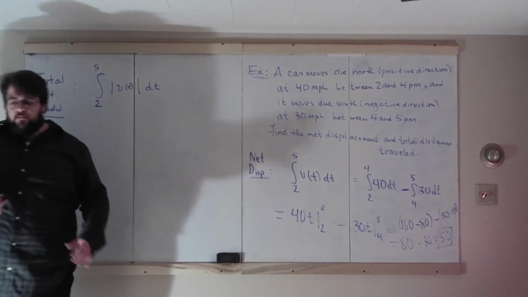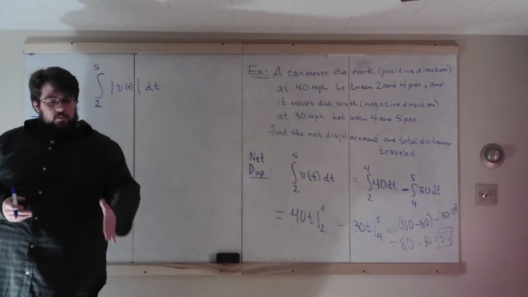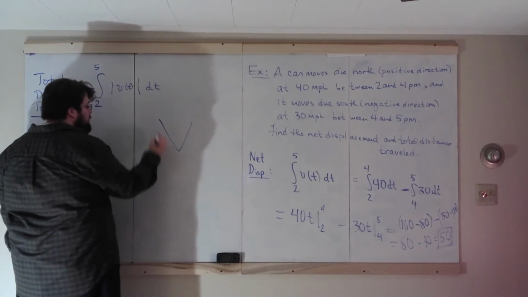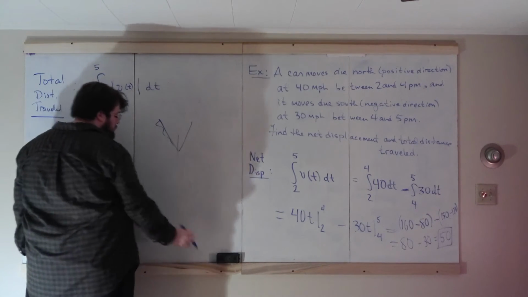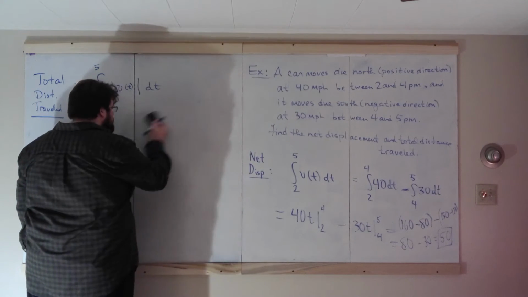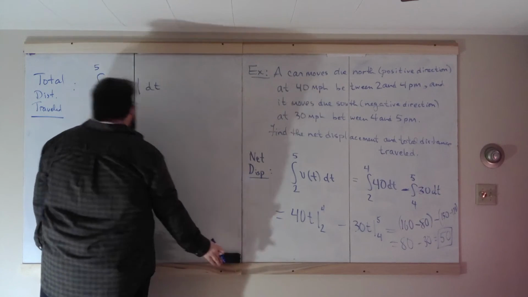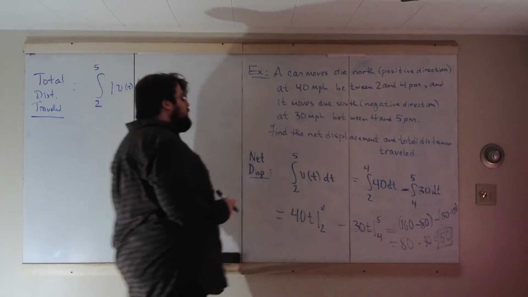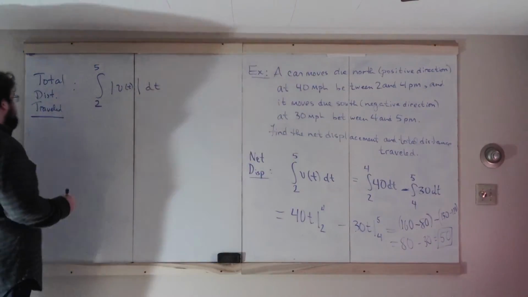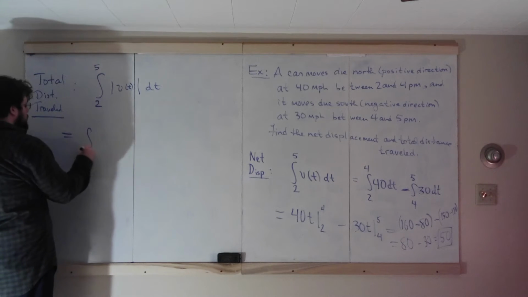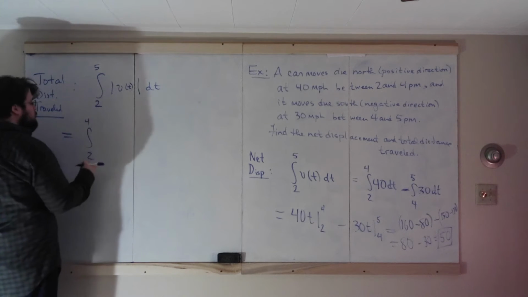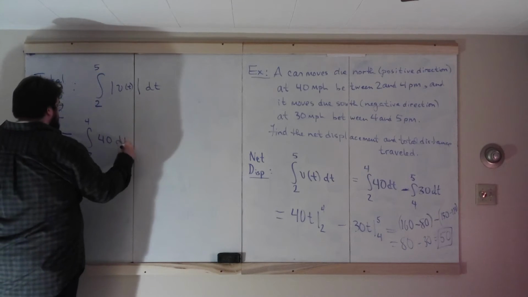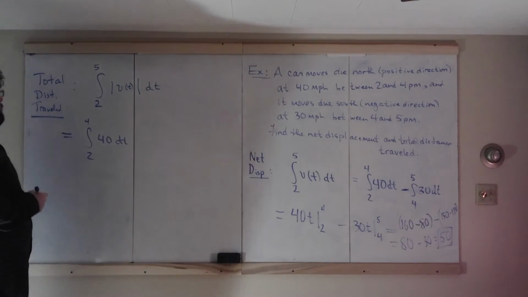Well, to integrate an absolute value function, you still have to split it into the pieces. If it's an absolute value like this, you have to split it into this piece and that piece. In this case, it still splits at 4 because the velocity changes at 4. So what would this integral equal? Well, it would equal the integral from 2 to 4. What's the absolute value of velocity from 2 to 4? Well, it's the absolute value of positive 40, which is just 40.